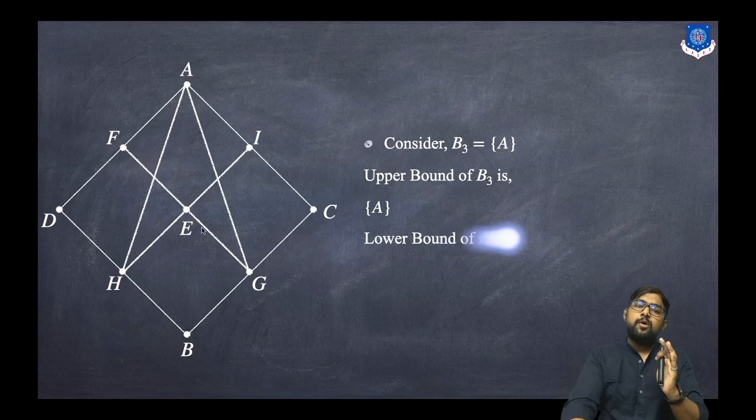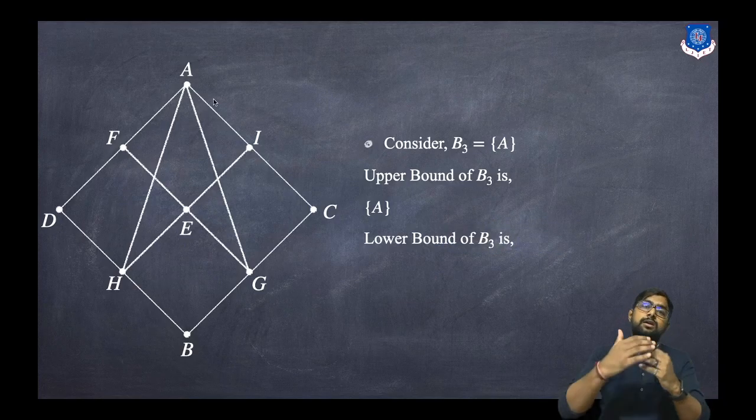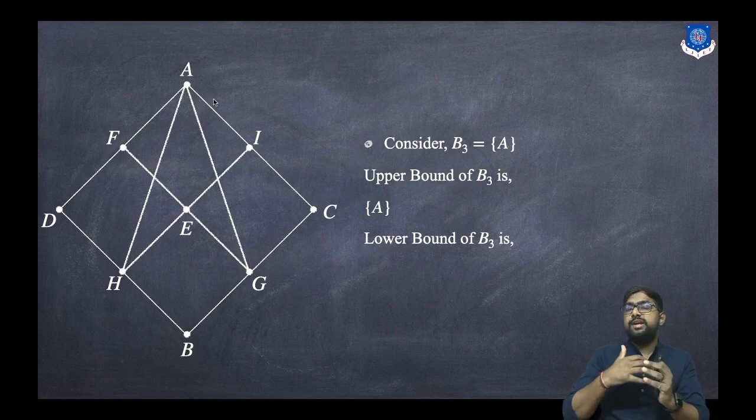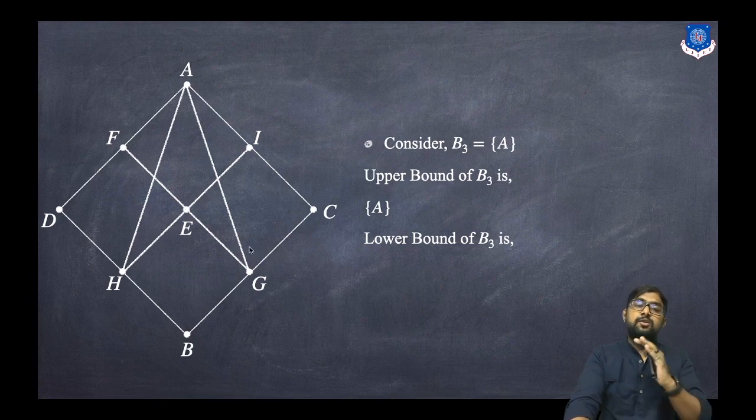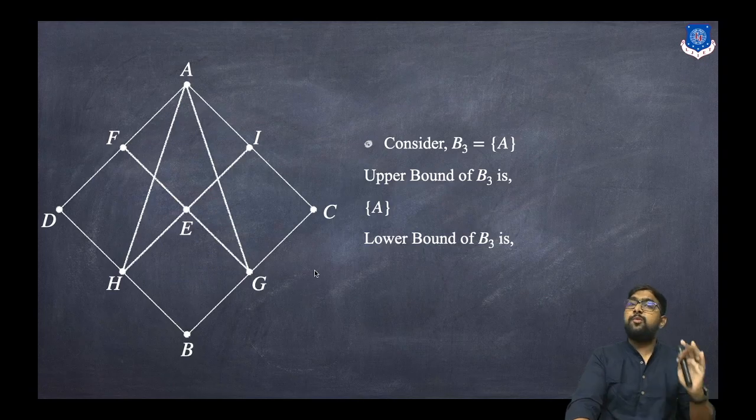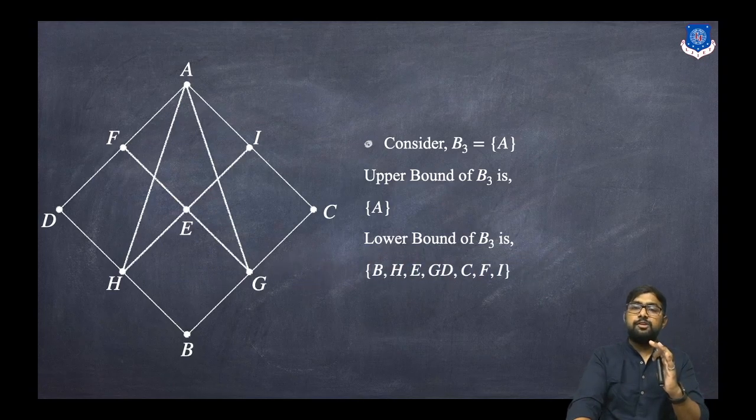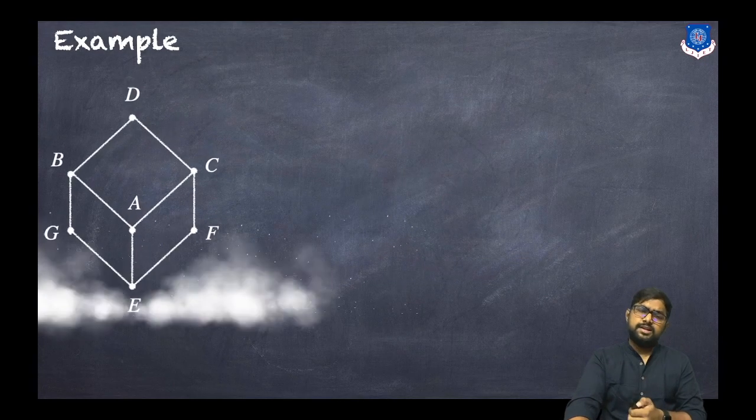Now for lower bound, you can see that all the points are lower points to A. Fine. So there has to be a relation from these lower points to the given set, that is here A. But it is very obvious that we can go from each and every point to A. So that means all points will be the lower bounds. Fine. Now consider another example.